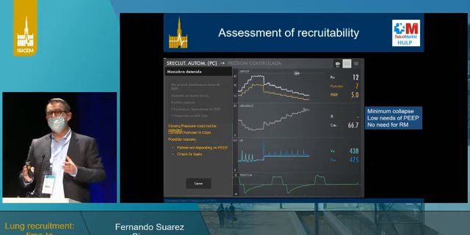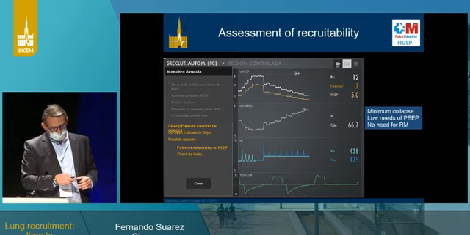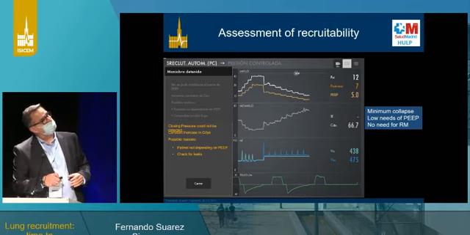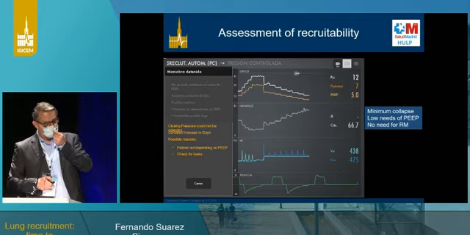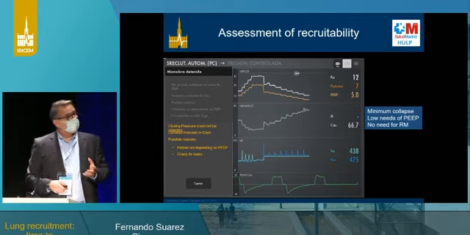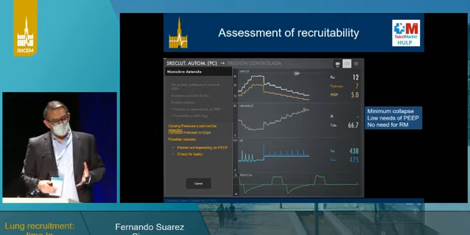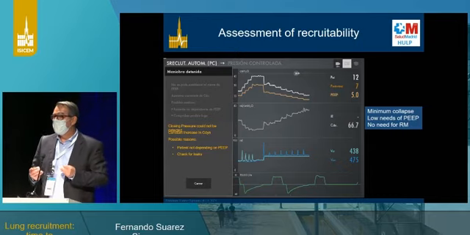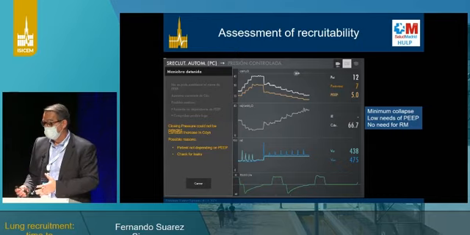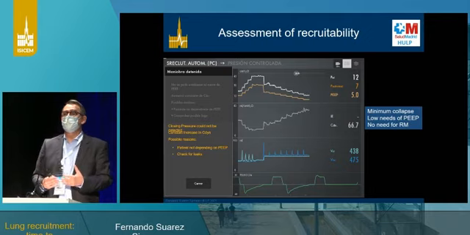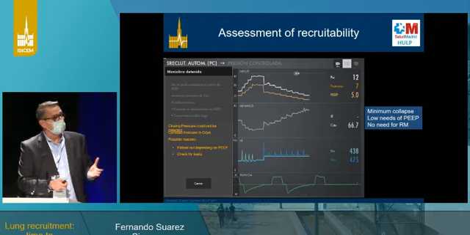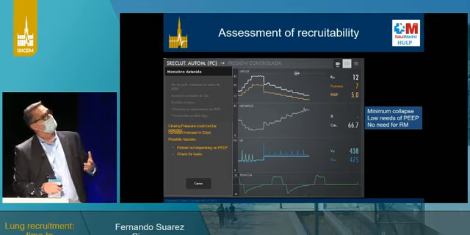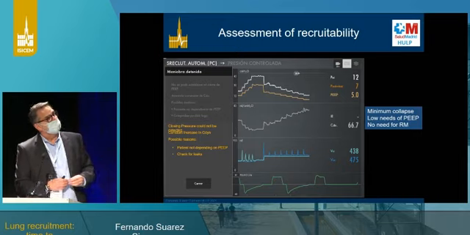So in the context of a decremental PEEP trial, if you see this behavior, you see here that the compliance is continuously increasing after a recruitment maneuver. So this means that the patient probably has very, very little collapse, if at all. Second, that the patient does not need PEEP. So he's not responsive because he doesn't need it. The patient doesn't have collapse.